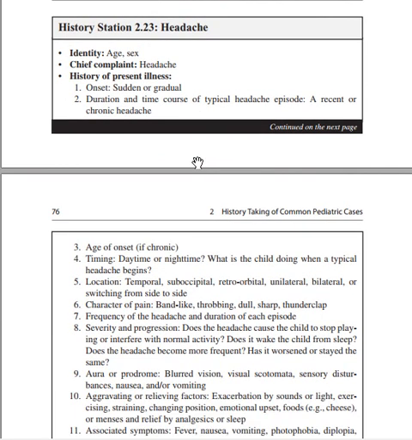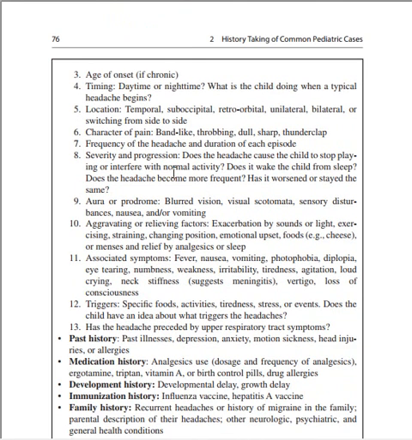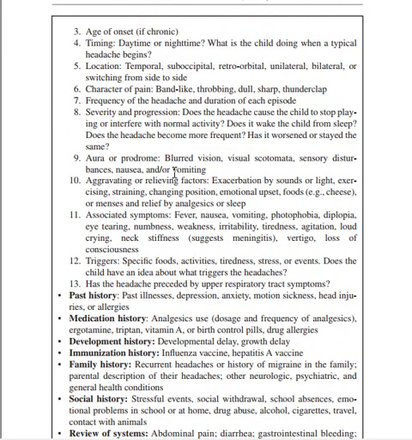So now, what is the history taking in a headache patient? You have identification, age and sex. You have chief complaint, headache. You have history of presenting illness: sudden or gradual, the duration of the headache, age of onset, is it chronic, the timing. You have daytime or nighttime headache. You have location and character of pain. We have the frequency of headache and duration of each episode. You have severity and progression, aura or prodrome.